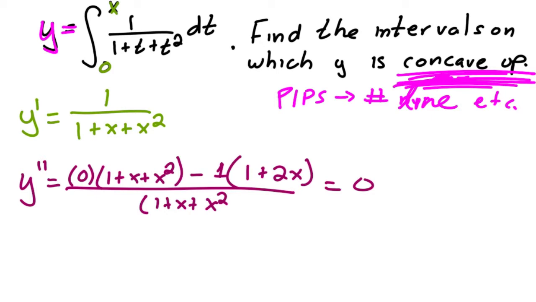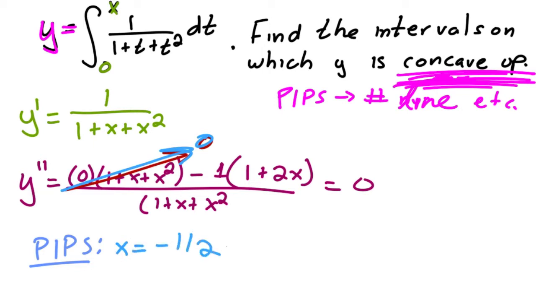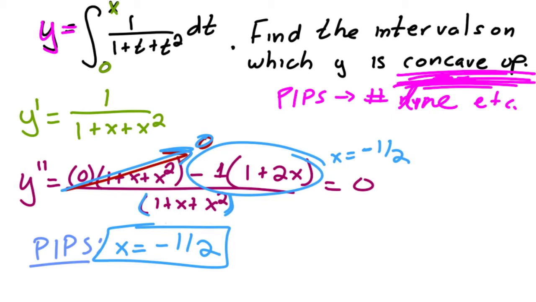Okay, and then I find my pips. So this whole numerator part right there is equal to 0. And so then I have negative 1 times 2x, so negative 2x, right? And so that's going to be x is equal to 0. Now for the bottom, there is no solution to this one, so I'm not going to worry about it. So this is my only pip, my one and only pip.